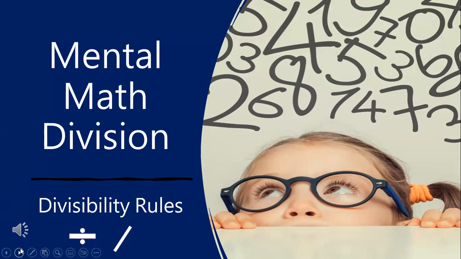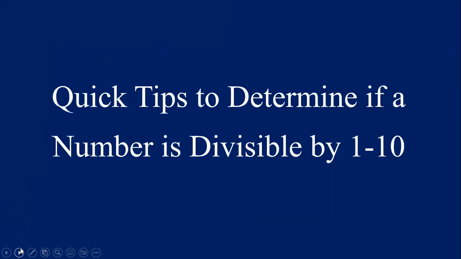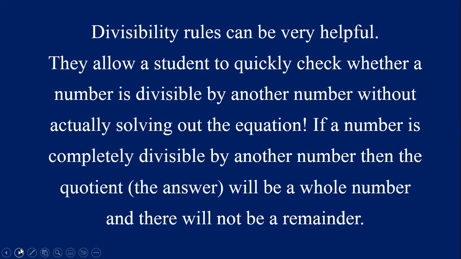I am going to be teaching you some quick tips to determine if a number is divisible by 1 through 10. I'm going to be sharing with you the divisibility rules. Divisibility rules can be very helpful. They allow a student to quickly check whether a number is divisible by another number without actually solving out the equation. If a number is completely divisible by another number, then the quotient or the answer will be a whole number and there will not be a remainder.